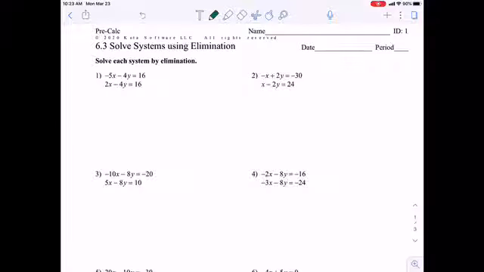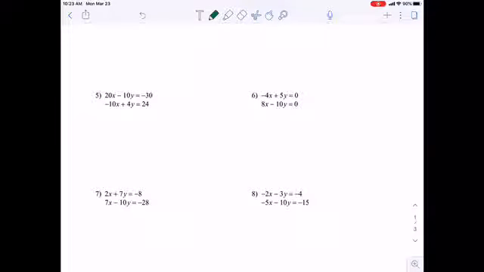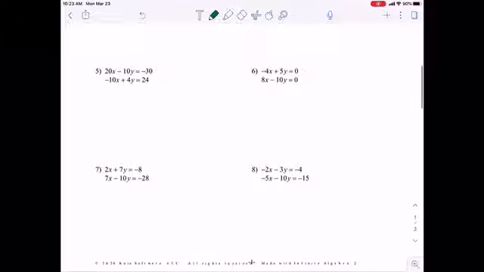All right, I've had a few questions on 6.3, solving systems using elimination. So we're going to go ahead and talk about those. The first question I got was number 6, which is this problem right here.